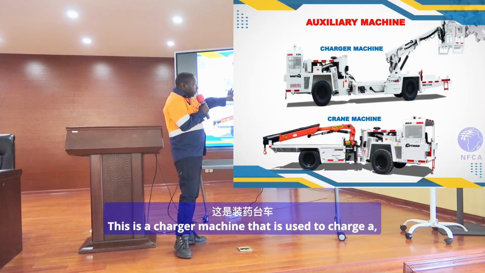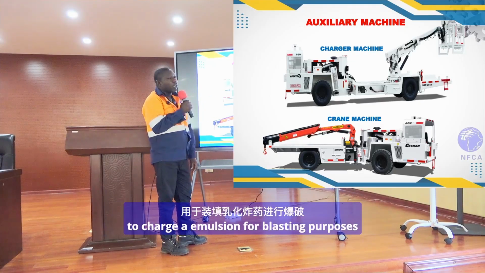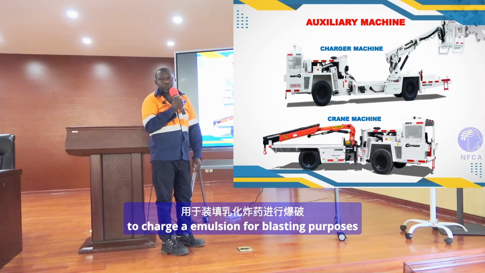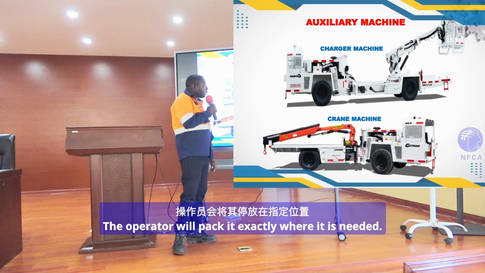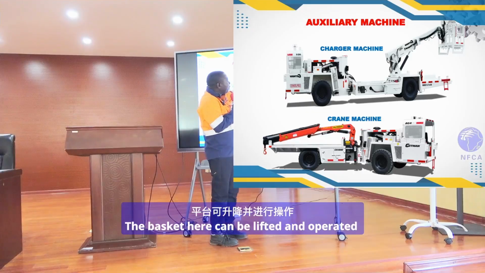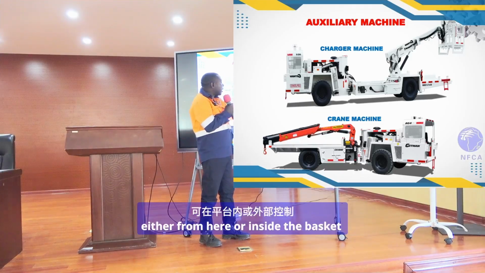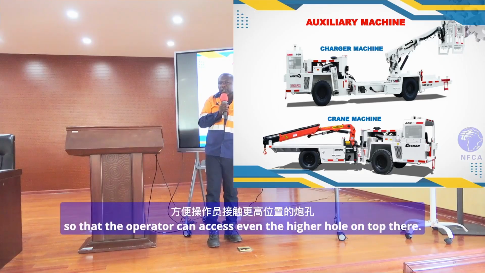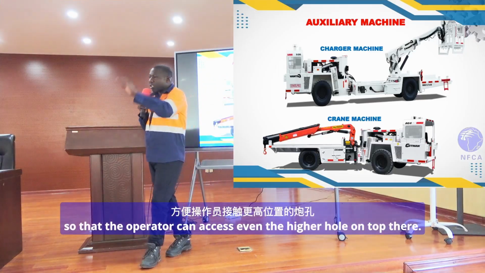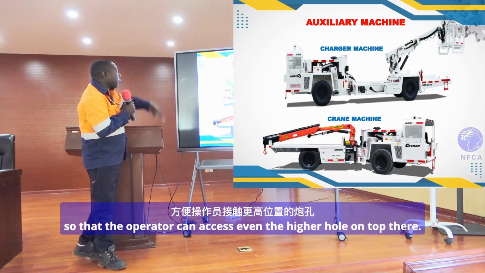This is a charger machine that is used to charge emulsion for blasting purposes. So the operator will park it exactly where it is needed. The basket here can be lifted and operated either from here or inside the basket, so that the operator can access even the higher holes on top there.